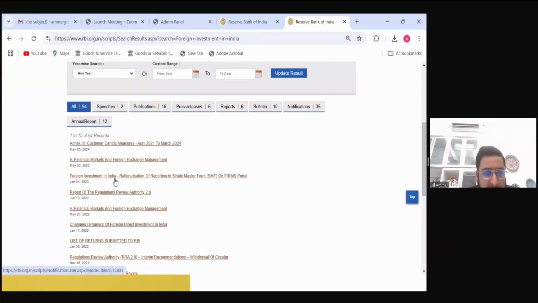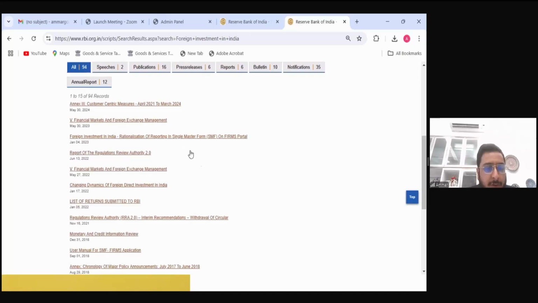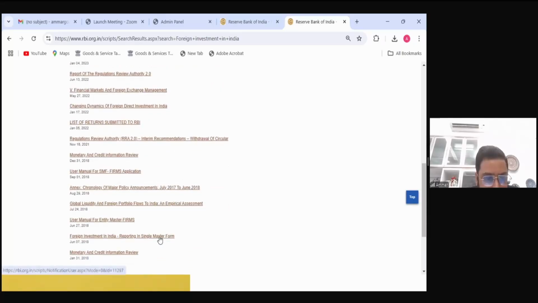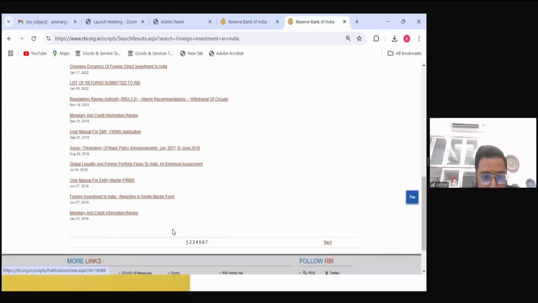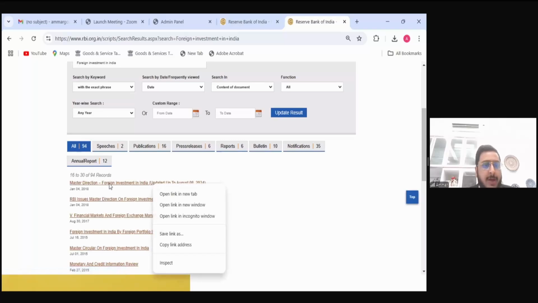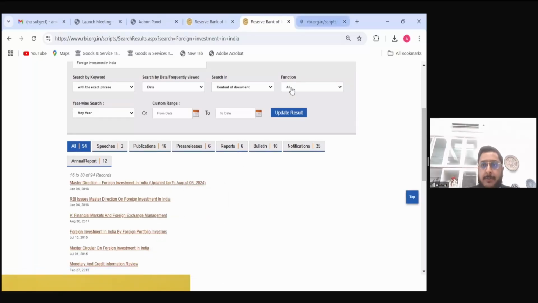See, there is a foreign investment in India notification, but that is basically regarding the rationalization of reporting in single forms and regarding the forms portal. We are not looking at that. We want to look at the law, which is the foreign investment in India. So just go further. Again, there's a reporting in single master form. Now there's a master direction on foreign investment in India. So I'll just open this tab.